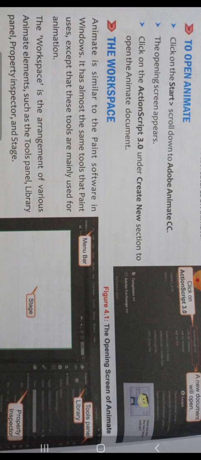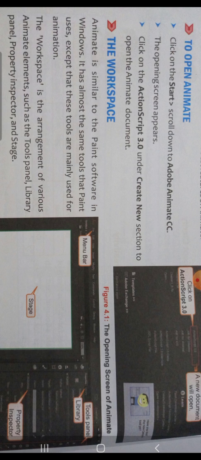Now let us become familiar with the different components of the Animate window. Animate is similar to the Paint software in Windows. That is, it consists of the same tools that we have already used in Microsoft Paint, except that these tools are mainly used for animation. That is, we can't create animation in Microsoft Paint, but we can create animation, that is provide motion and add sound to the image, using the Animate window. The workspace literally means the area where we create the animation.